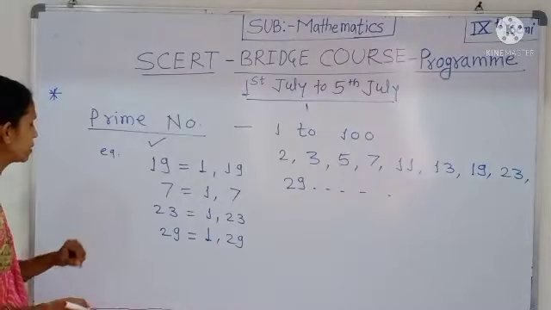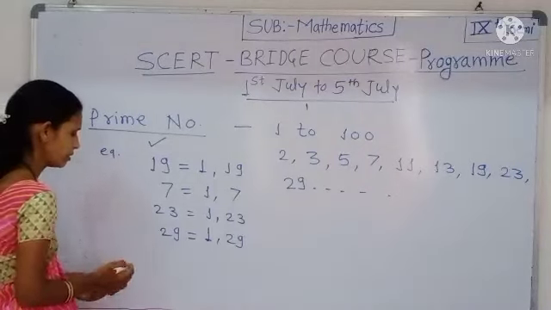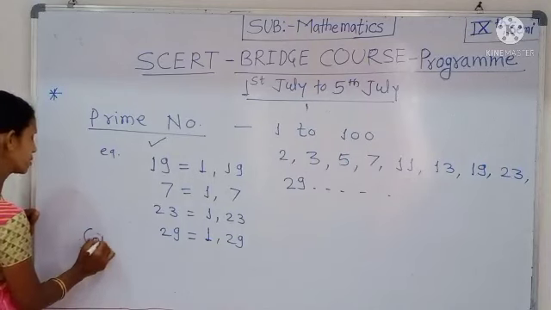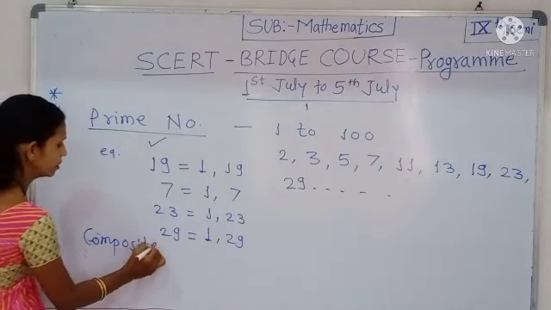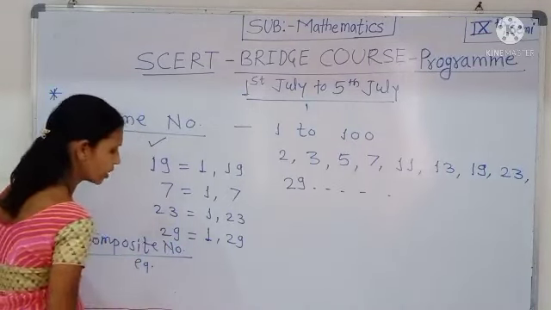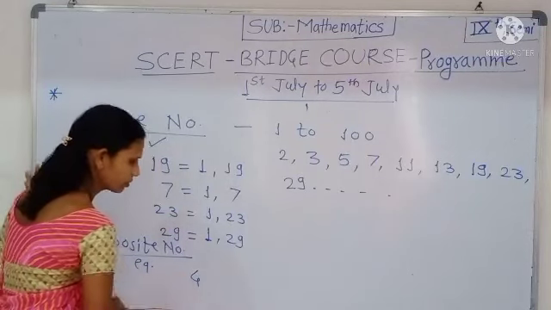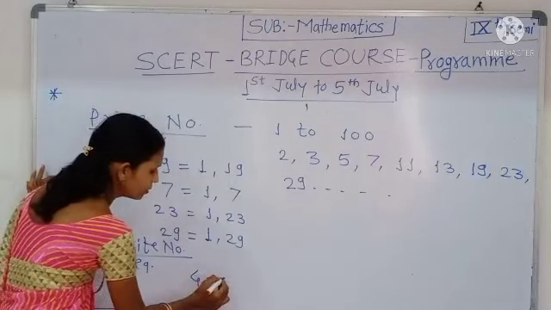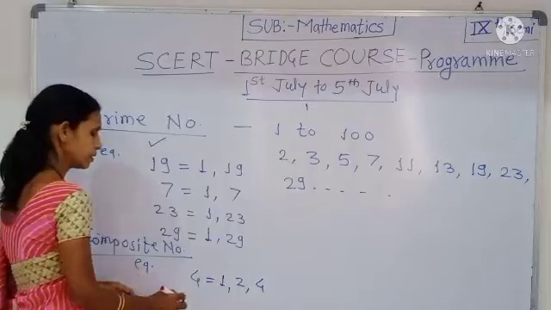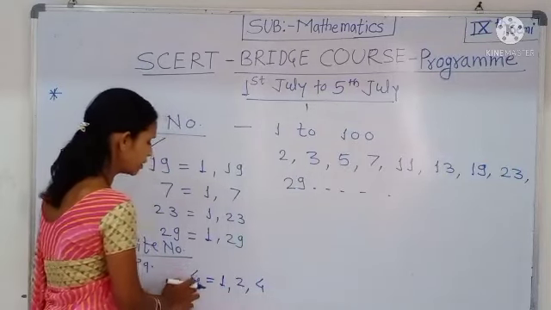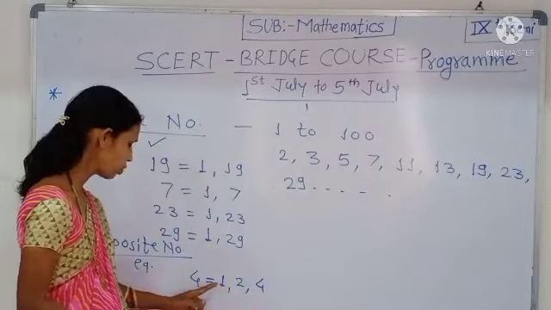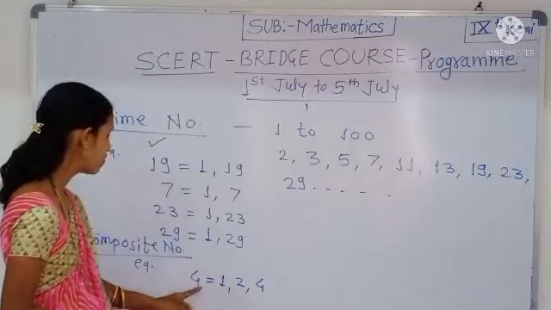Then see here, there are a few numbers or digits which are composite numbers. Composite numbers. See here, an example of a composite number is 4. 4 is divisible by 1, 2 as well as 4. That means there are more than 2 divisors of that number. Then that number is a composite number.